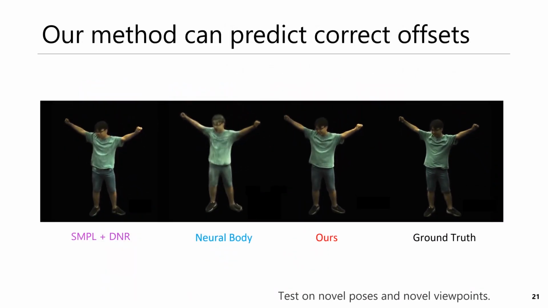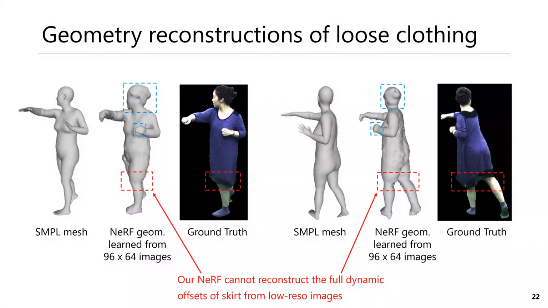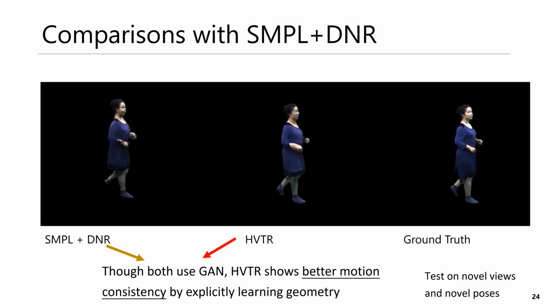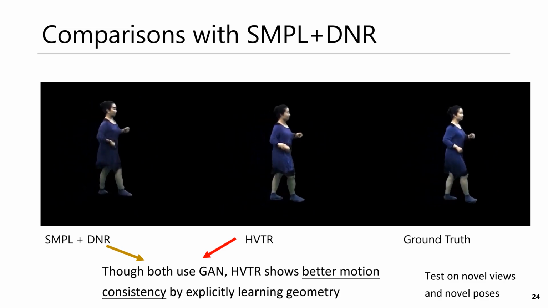Our method can also generate correct offsets. Our method is also able to render loose clothing like skirts. Since we learn geometries from low-resolution images, we cannot reconstruct the full dynamic offsets of the skirts. However, we can render skirts with the rough geometry by generative networks. Though both DNR and HVTR use generative adversarial networks, HVTR shows better motion consistency by explicitly learning geometry.